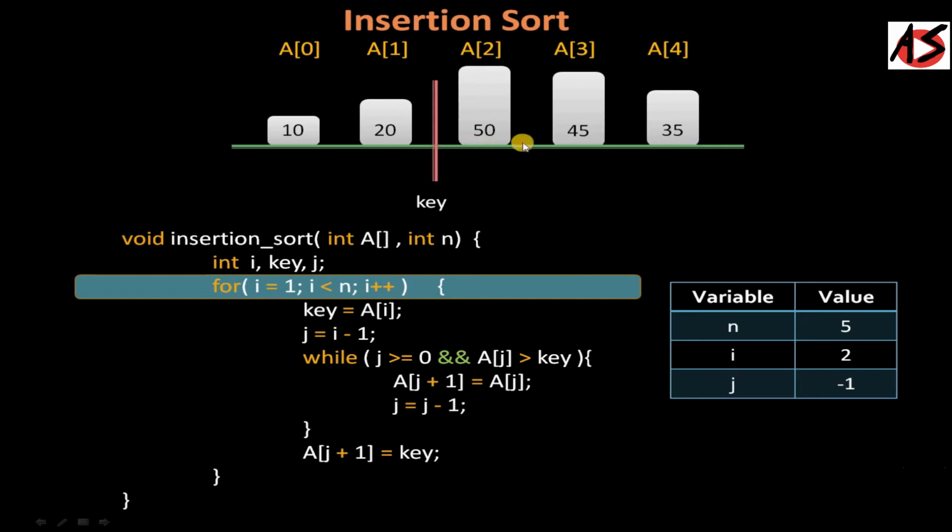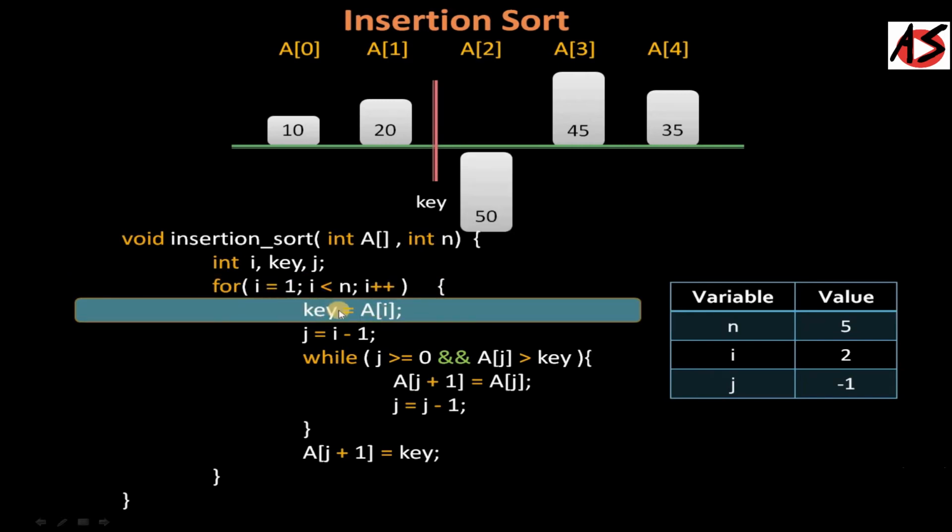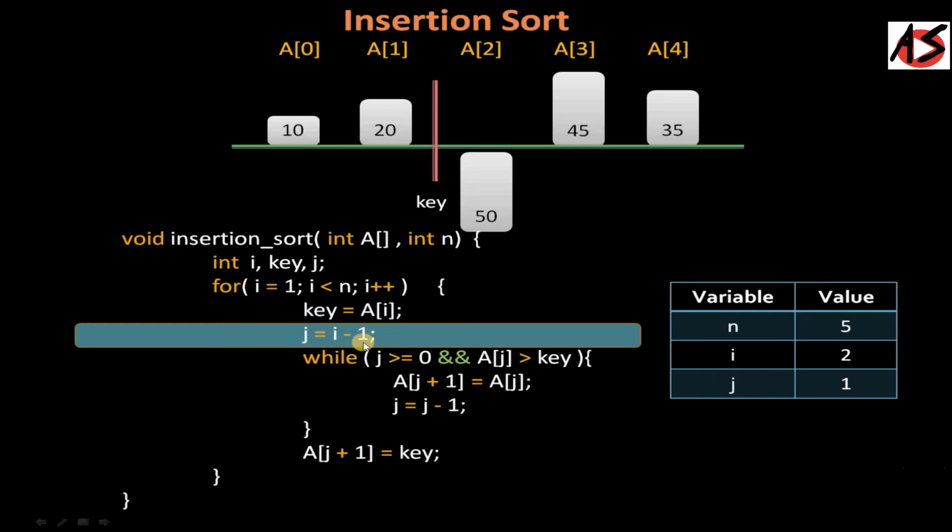So now you execute the for loop again. You increment i by 1, so i is equal to 2 now. 2 is less than 5, condition true. So you take key equal to A[i]. i is 2 now, so you take 50, that is A[2], into the key. Now you take j equal to i minus 1. So i is 2, so j is equal to 1.